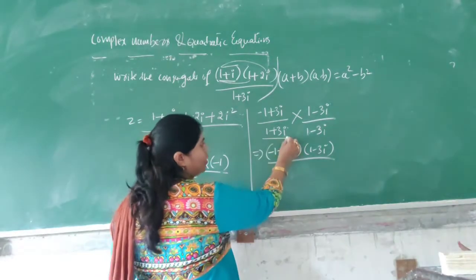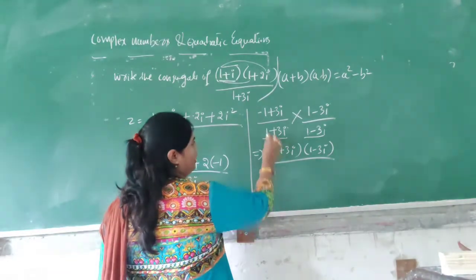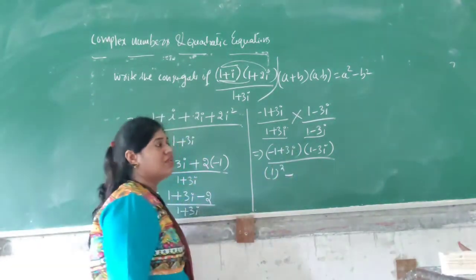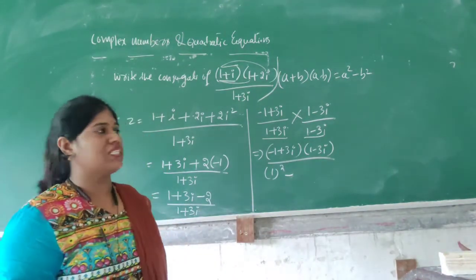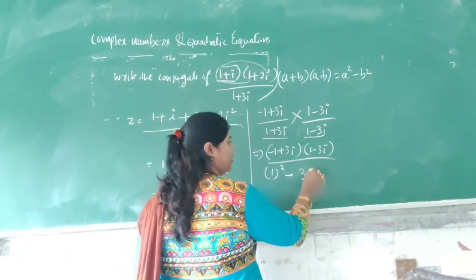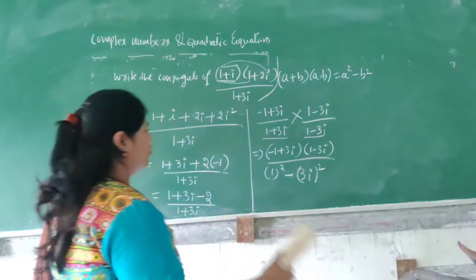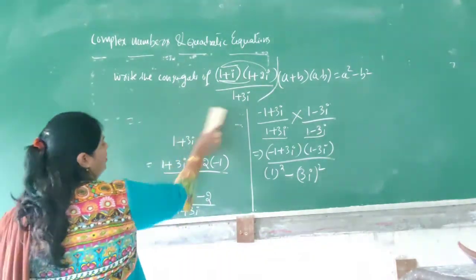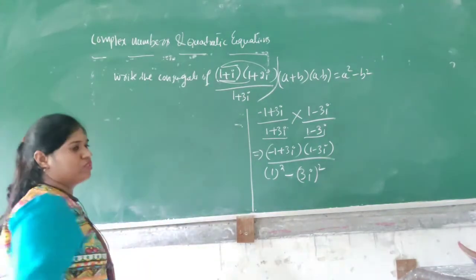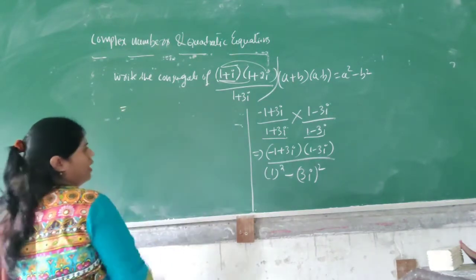This is of a plus b form. This is of a minus b form. So a square is 1 square minus, because in the formula the minus sign is there, b square is (3i) whole square. Okay, this is enough. You have to use the formula wherever the condition applies. Okay, so next one, we multiply this one.